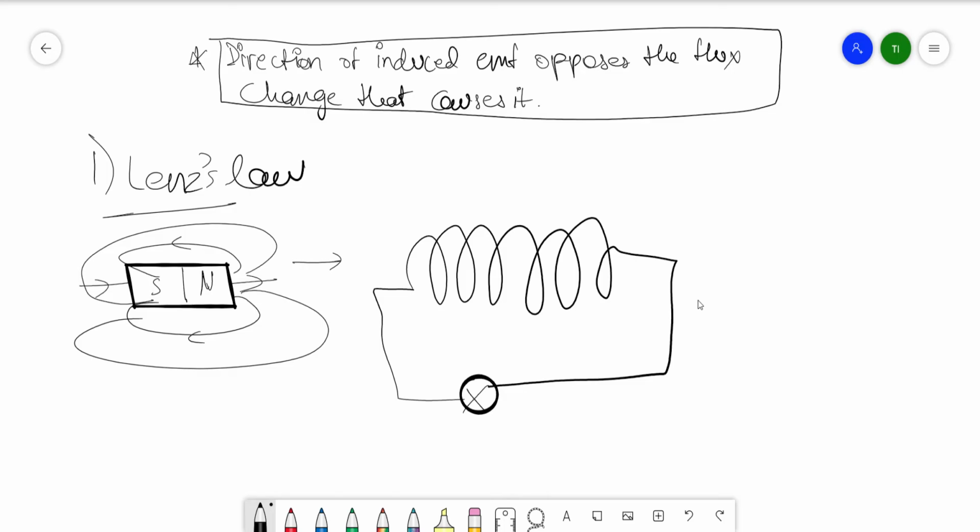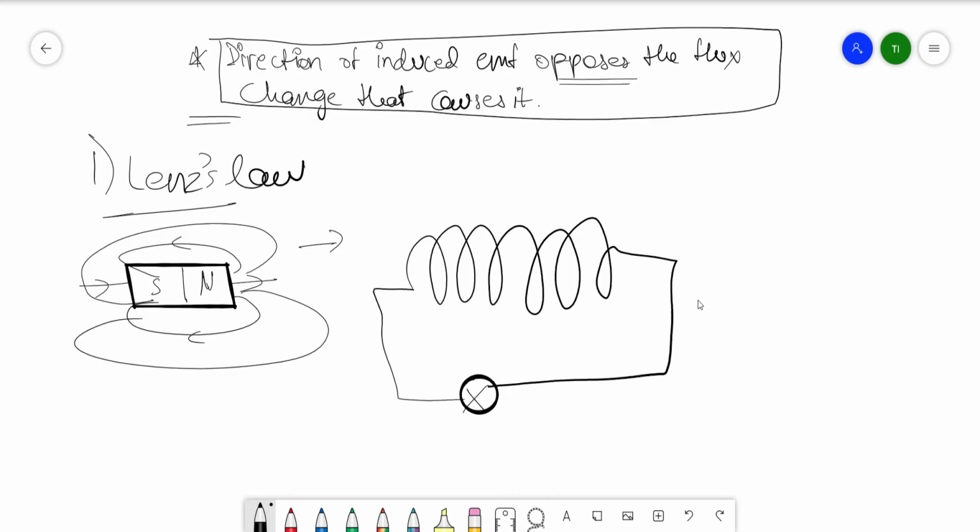What Lenz's law states is basically the direction of the induced EMF. It says here that it opposes the flux change that causes it. What do you mean by this? So basically, if I were to say that this magnet is moved towards this coil, okay?